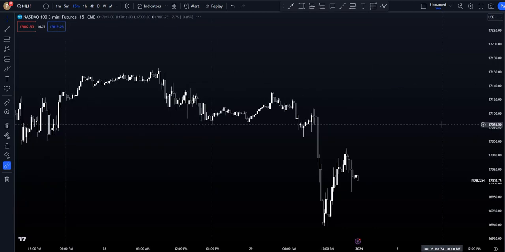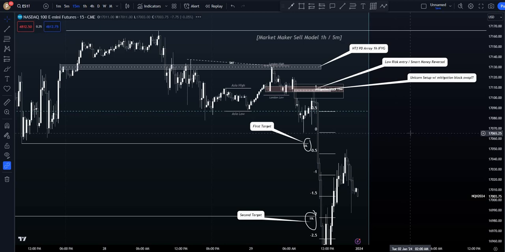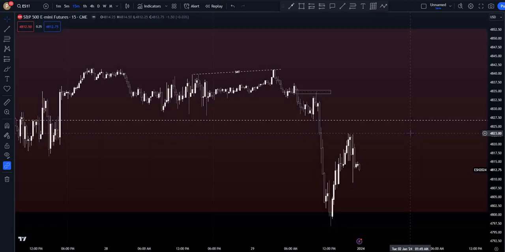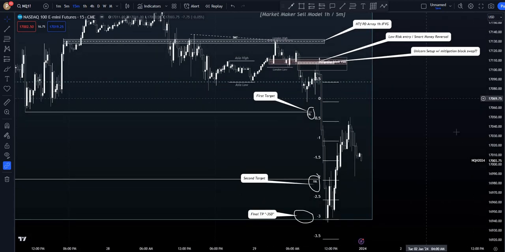So because of that, we wanted to see an SMT hold. So we wanted to see this ES SMT hold. We didn't want to see another buy side liquidity sweep. So because of that, we waited for that to happen.